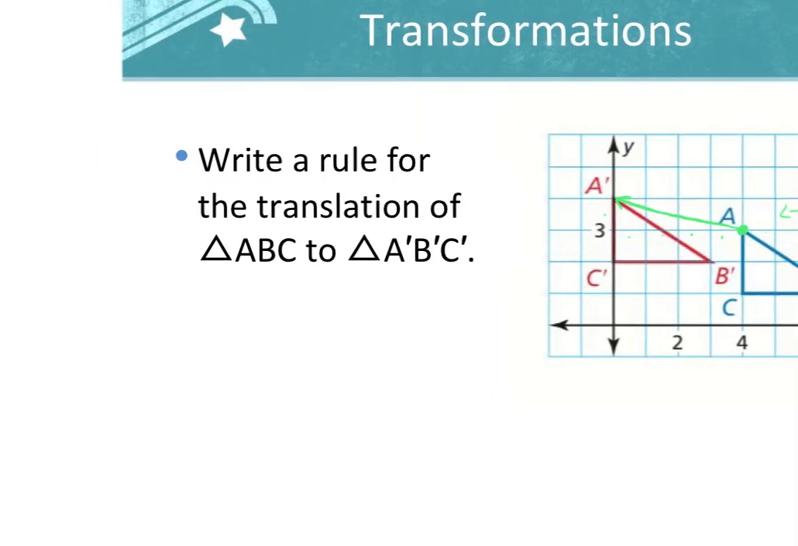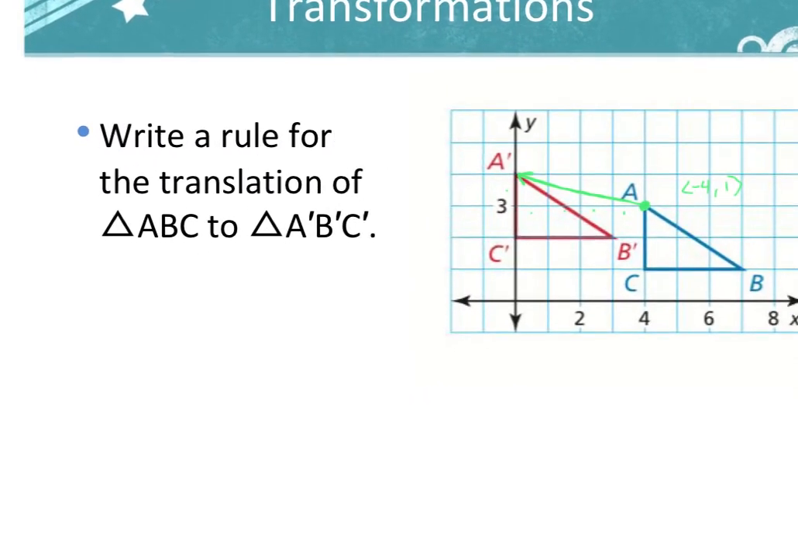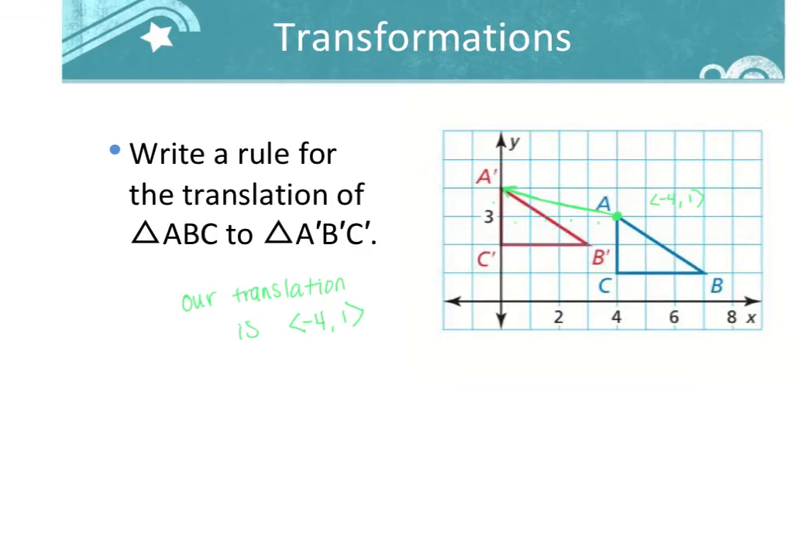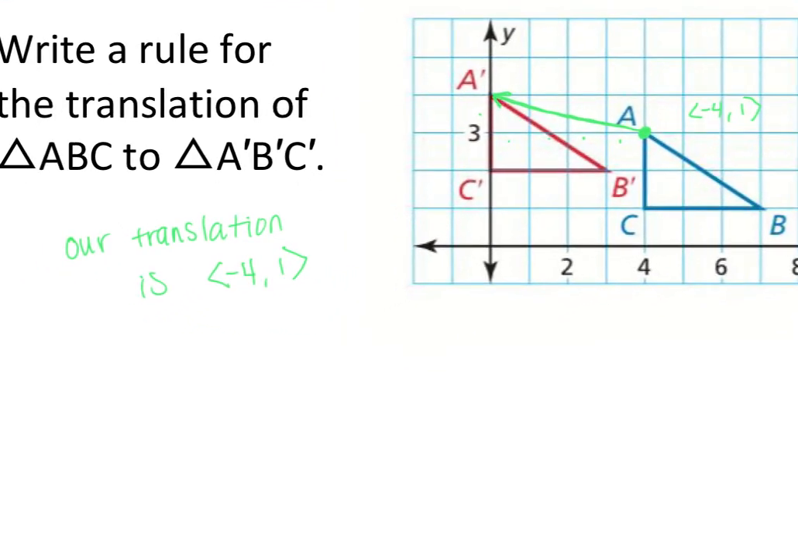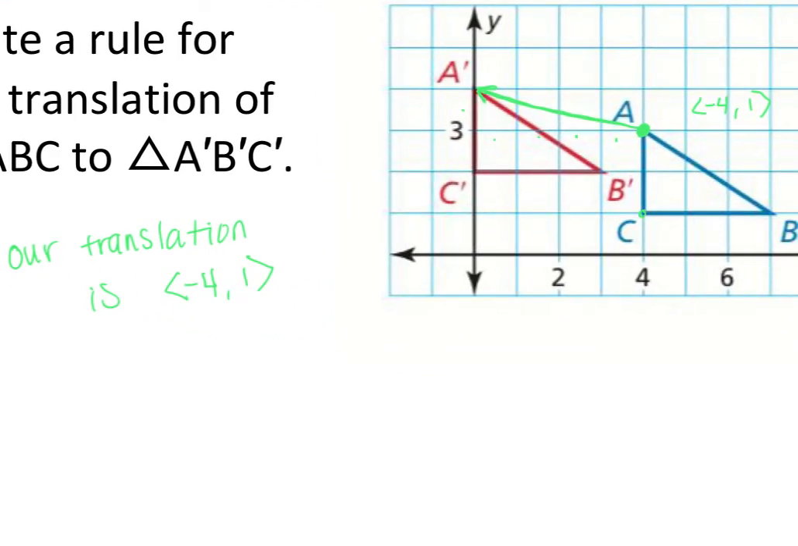Okay? This is what's called our translation. So our translation is -4, 1. Okay? And you can always check that by doing it with another point. So let's take C. Let's check it with C. C, we moved over 1, 2, 3, 4, and up 1. So same thing, -4, 1.